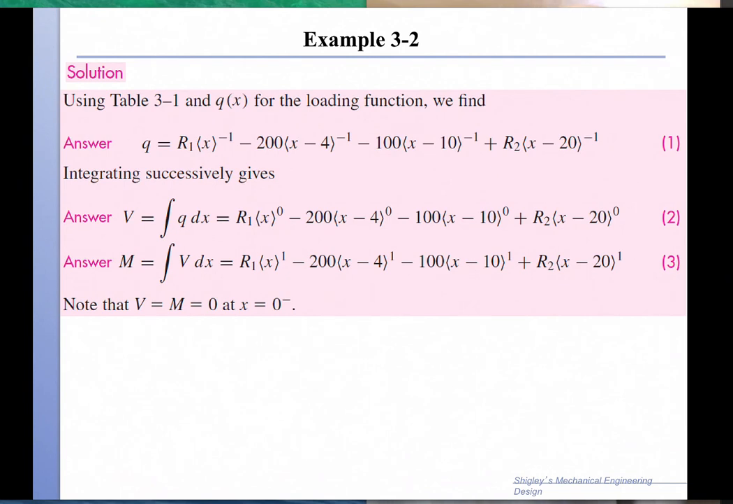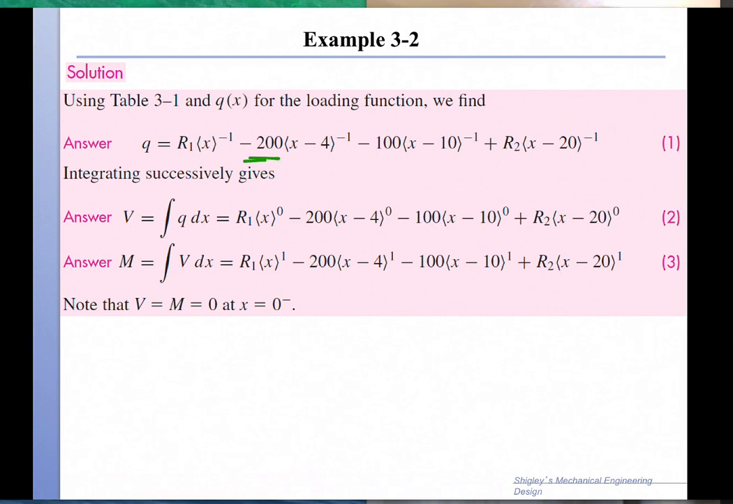In Q, I have R1, which is an impulse, so the power is minus 1, and the location is at x equals 0. So the function is (x minus 0), which is just x, to the power minus 1. This means an impulse located at x equals 0. It's positive, and the magnitude of the impulse is R1. So R1 times x to the minus 1 is a complete representation of the impulse located at x equals 0.